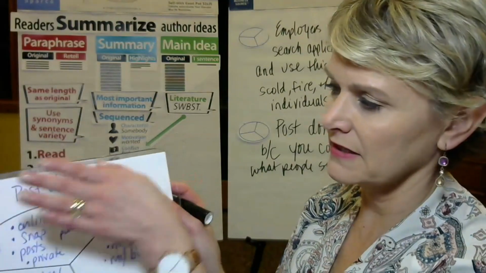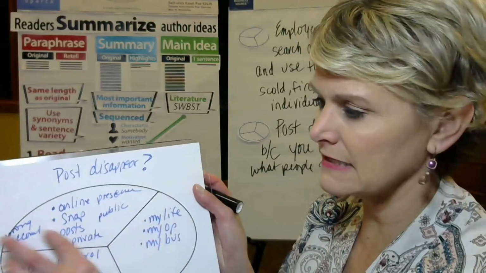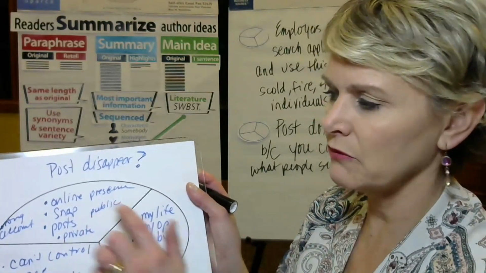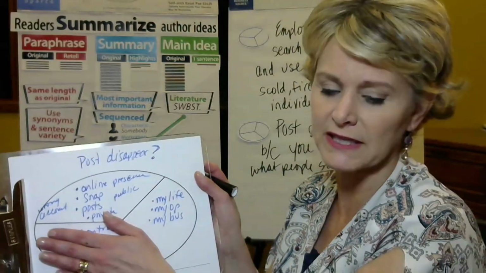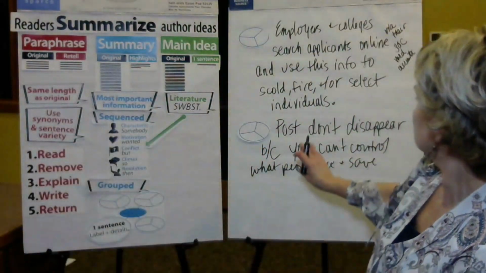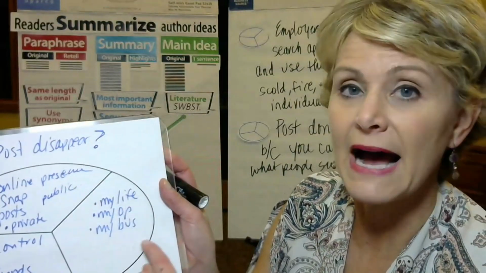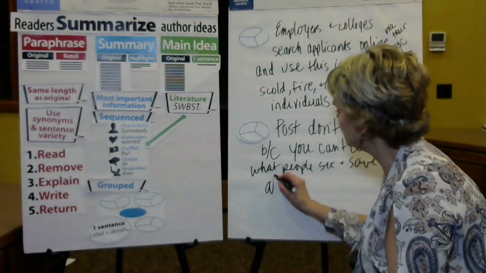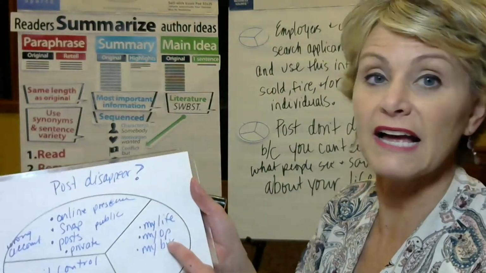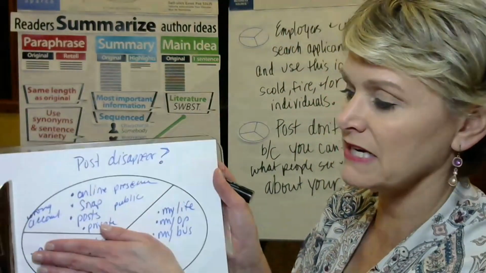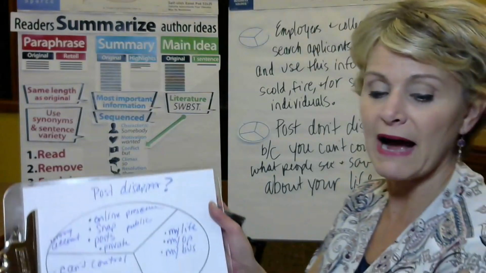You've only talked about this and the category. You had a whole lot about this online presence, online stuff, and then you had about personal. How are we going to work those in? You've got to reference each pie piece in your one sentence. You don't have to use all those words, but you have to somehow refer to it. Posts don't disappear because you can't control what people see and save about your life. Good. About your life or your opinions. Okay. About your life, about your business. Good. Okay. We've done both of these. About your life or your business. You can't control what people see and save about your life.